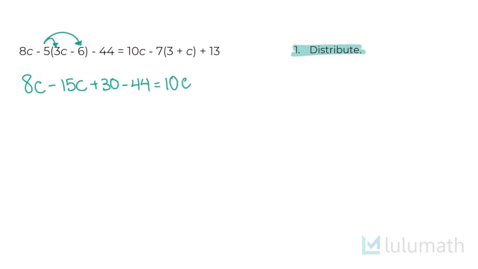And now I will distribute this negative 7 through, and make sure you multiply by a negative 7. So negative 7 times 3 is negative 21. And then negative 7 multiplied by c is negative 7c. And then I'll copy down this plus 13. Now I've gotten rid of all of my brackets or my parentheses, but my equation is still not fully simplified.